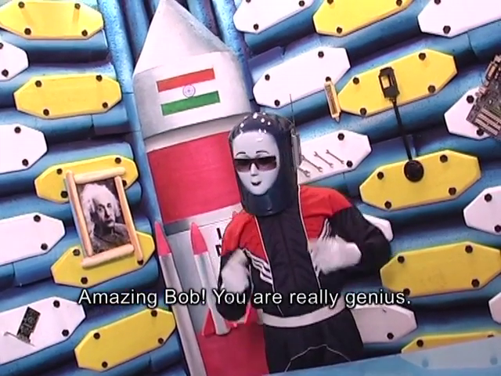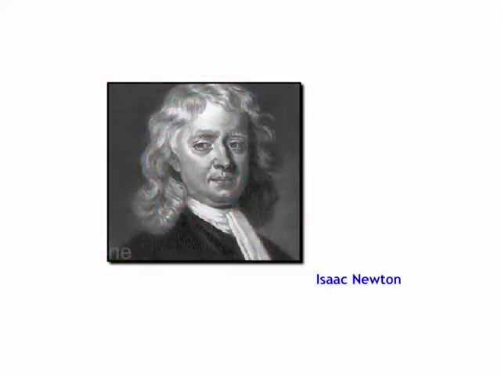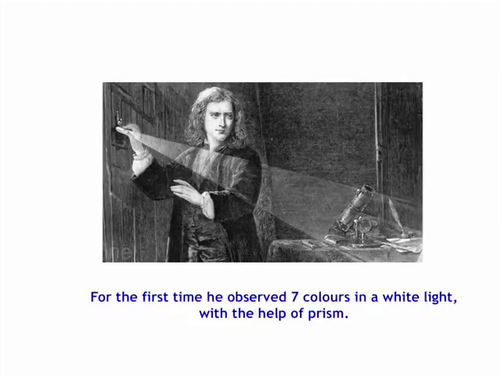You're really genius. I'm not. Isaac Newton is genius. For the first time, he observed 7 colors in a white light with the help of prism.